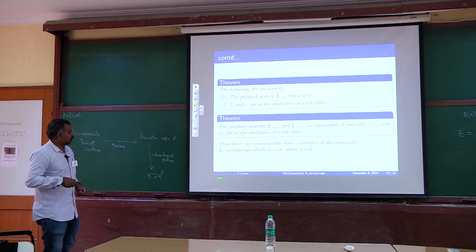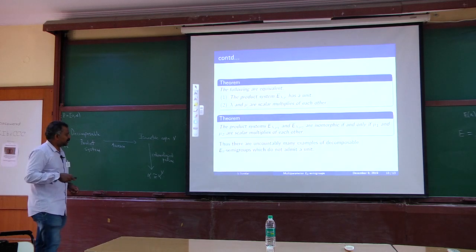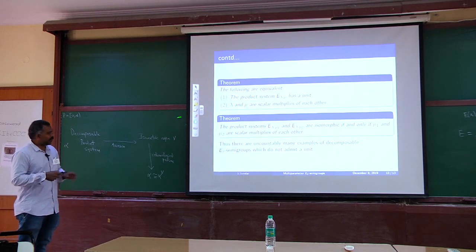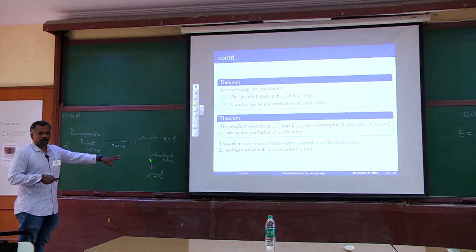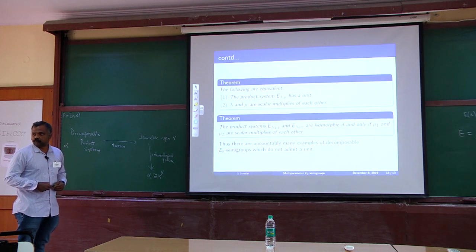But these are examples, and it would be nice to understand what exactly is going on with the cohomology. What is the correct cohomology, and is it possible to compute it, and so on and so forth.